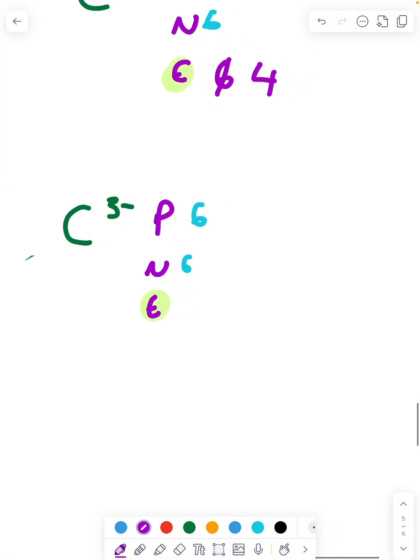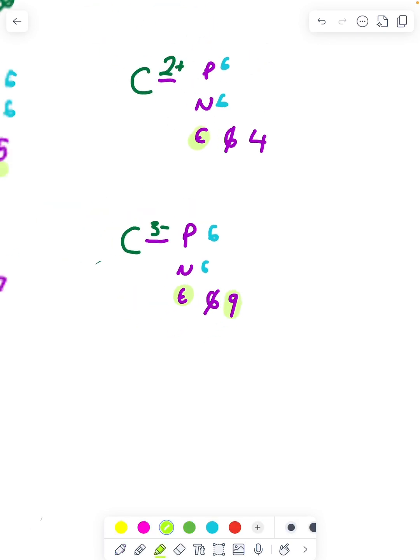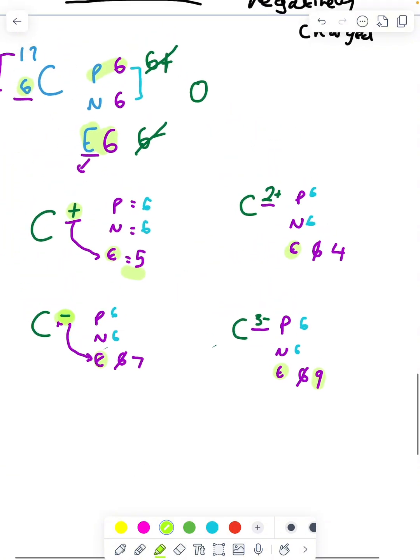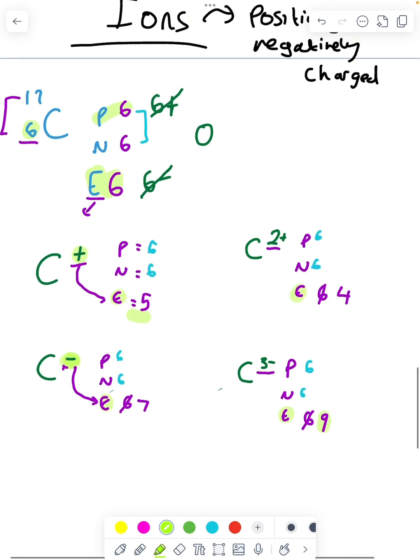Now C3 minus. You started off with 6 normally, but you're becoming more negative by 3. We're adding 3 more negative electrons. So now we've got 9 of them. This is how you work with ions, and it's the same for all. The working out is the same for all of them. The only thing that really changes are the numbers. The way that you do this is the same all the time.